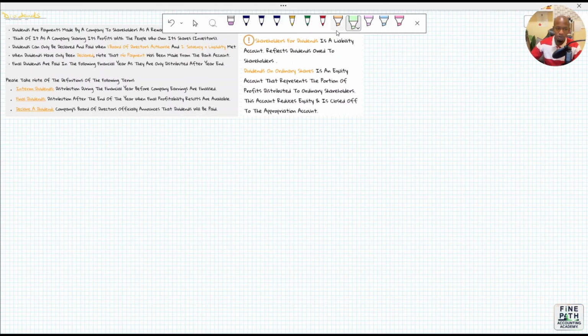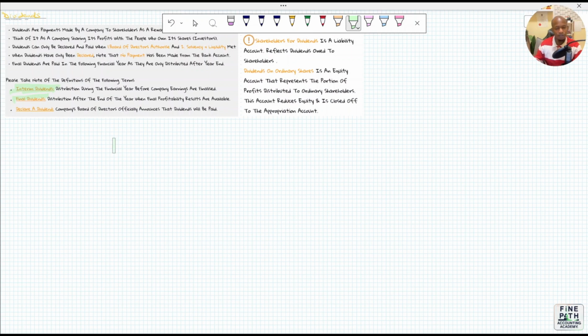So firstly, I want us to look at some basic definitions that we might need to be familiar with. The first one is our interim dividends. So what is meant by interim dividends? It's basically distributions of dividends during the year. So it's any money that was paid in the current year for dividends, right? And then the final dividends is distribution after the year has ended.